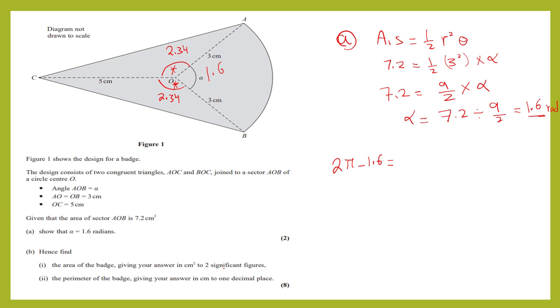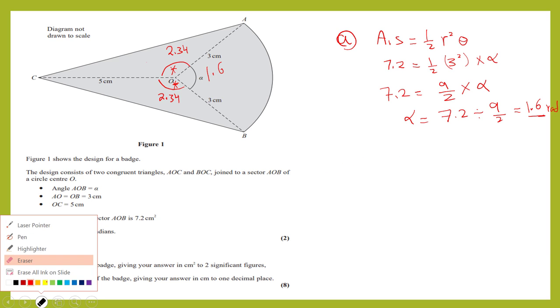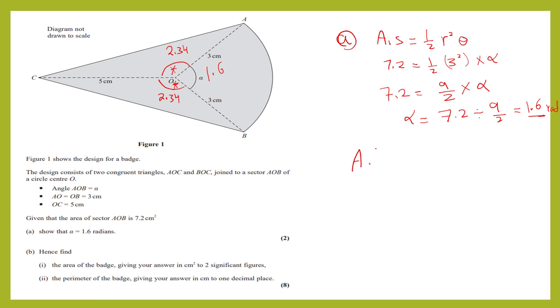To find the area of this logo or this design, you need to find the area of the sector plus the area of these two triangles. We already have the area of the sector, so we will do it now. We will get the area of one triangle, then multiply it by 2 because they are congruent. So the area of a triangle, this is part B, is half multiplied by a b sine C. A is 3, B is 5, so it's 3 by 5 by sine of the angle 2.34. This is the area of one triangle.